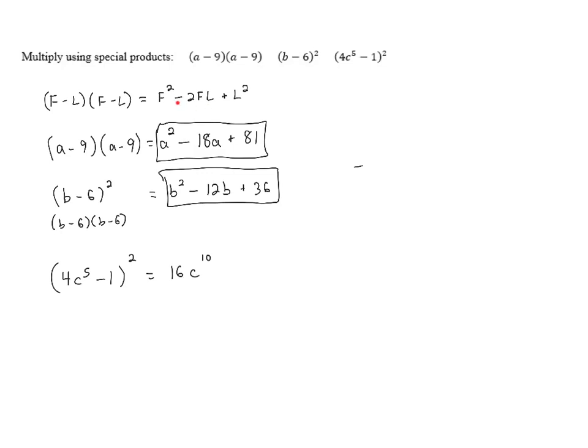Then if we take double the product of these, which is 4c to the 5th, double it, we get minus 8c to the 5th. And then in the end, we have to add that last term squared. 1 squared is 1. So our final product is 16c to the 10th minus 8c to the 5th plus 1.